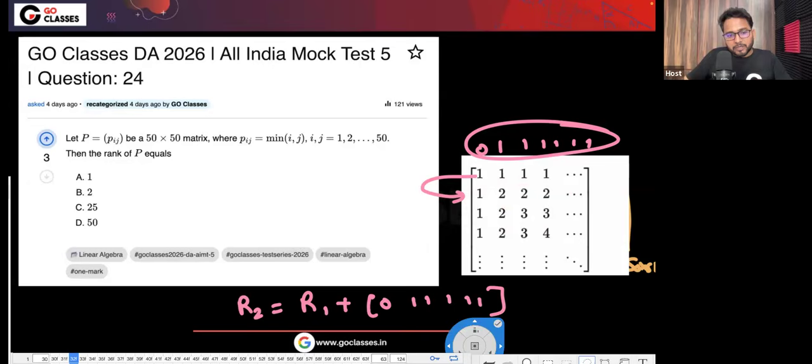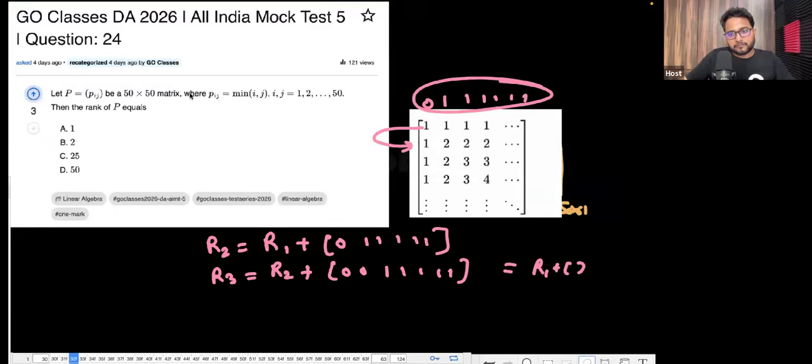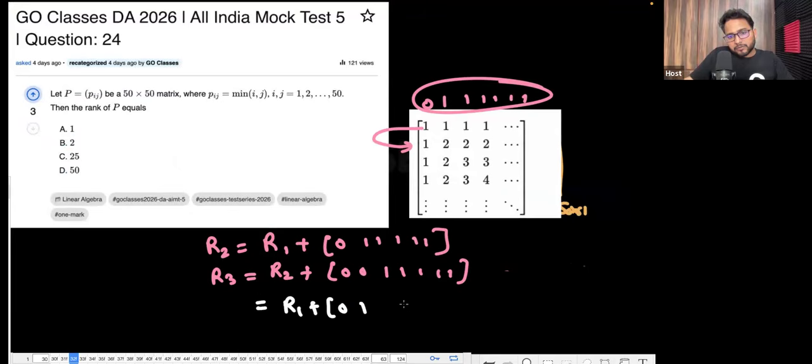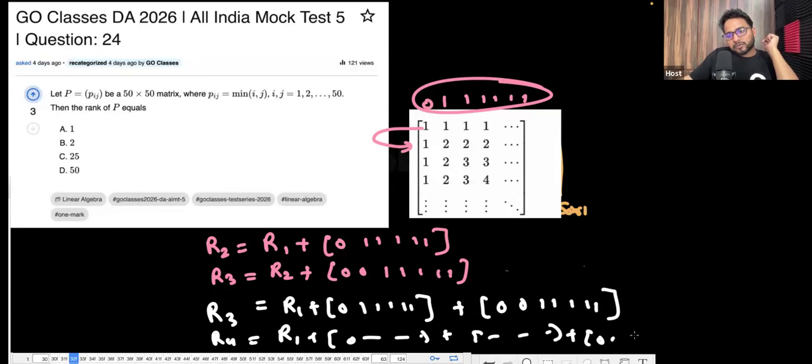Similarly, you will be getting the third row with the second row plus 0 0 1 1 1 1. And the second row is already the first row plus something, so you will ultimately get something like this. The third row will be R1 plus 0 1 1 1 1 plus 0 0 1 1 1 1. Similarly, the fourth row will be R3 plus 0 0 0 1 1 1 1, or in other words, R3 plus one more vector 0 0 0 1 1 1.